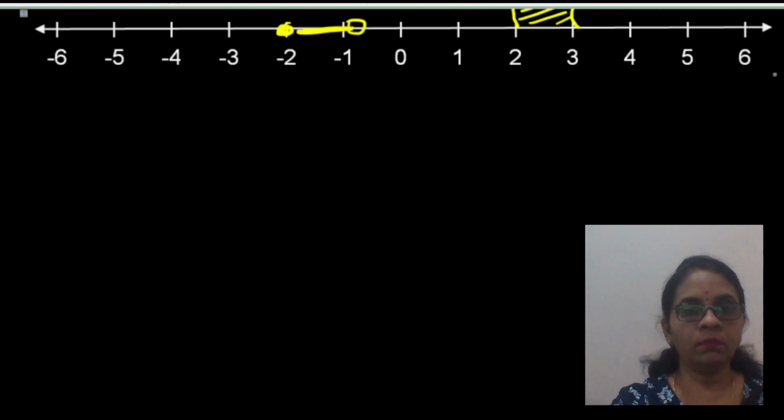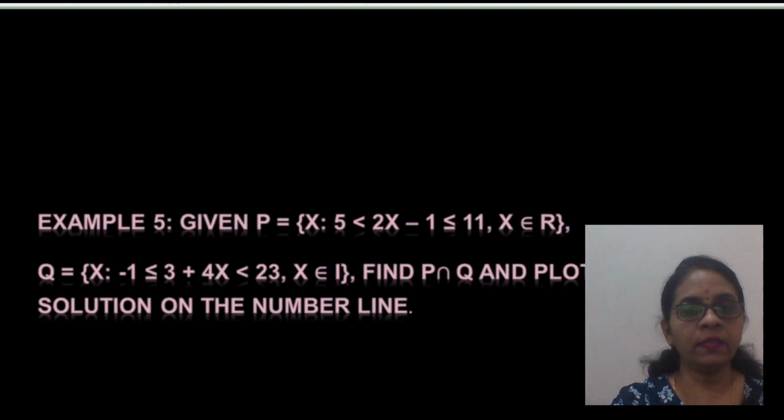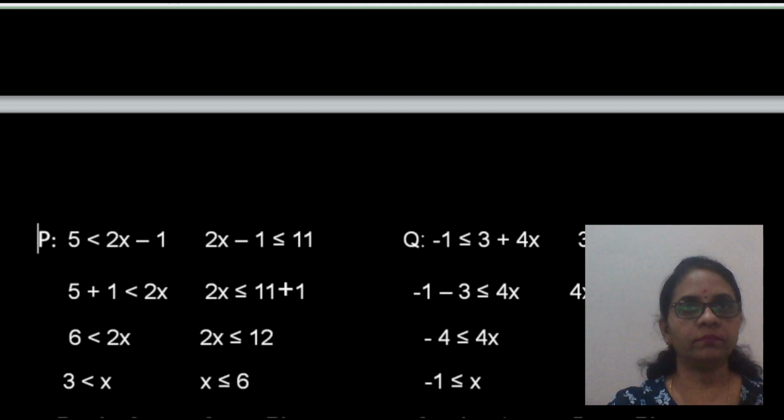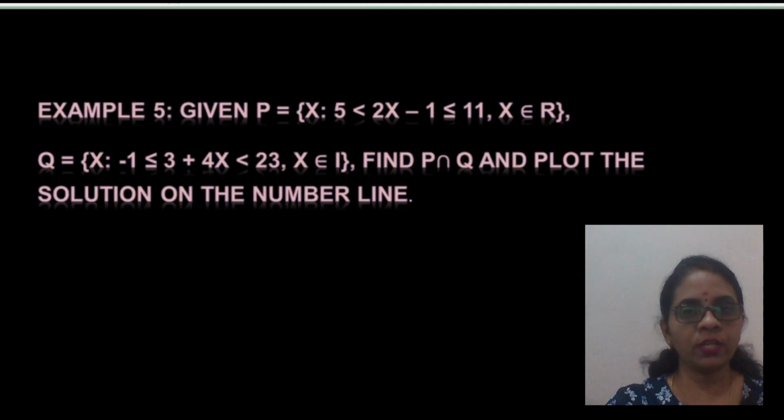Now let's go to the next question. In this question it is given that P and Q are two sets. P is x such that 5 less than 2x minus 1 less than or equal to 11, x belongs to R, and Q is minus 1 less than or equal to 3 plus 4x less than 23, x belongs to I. I means integer. Sometimes they show it with the letter Z as well. Both mean the same. And you have to find P intersection Q.